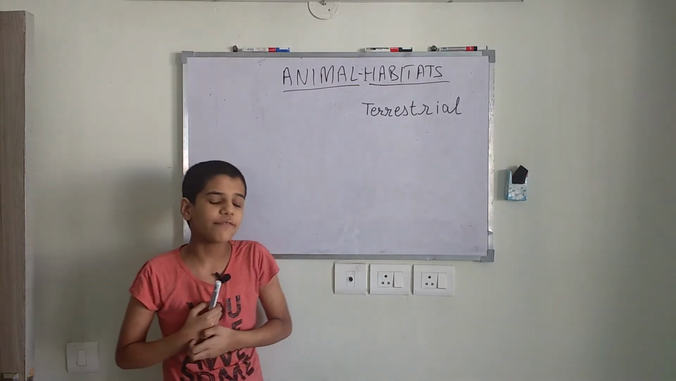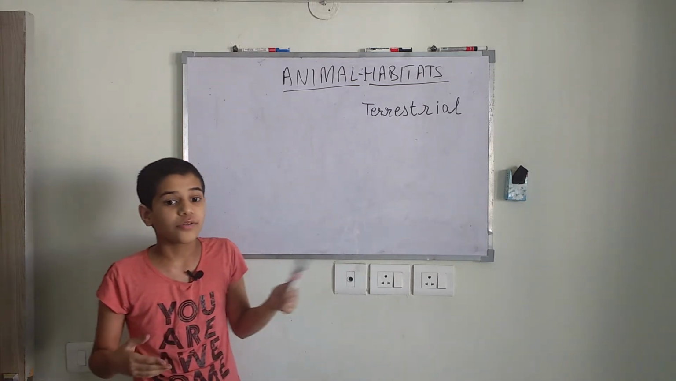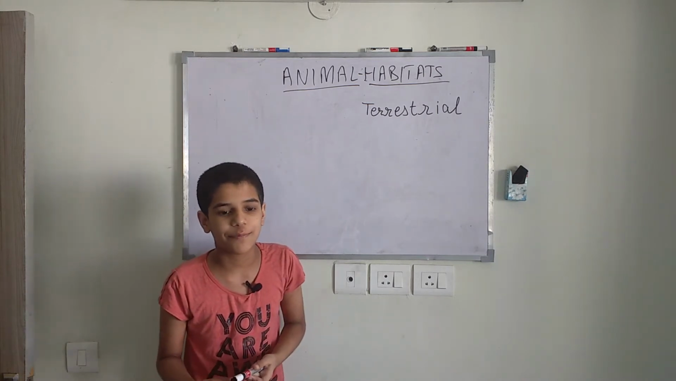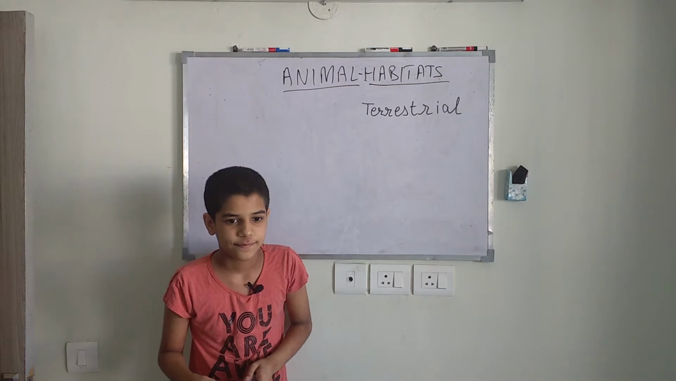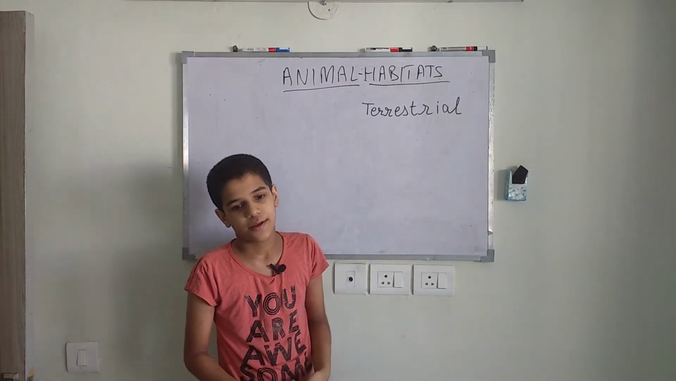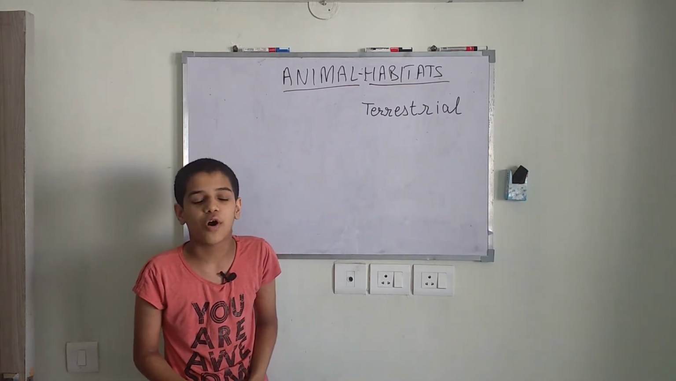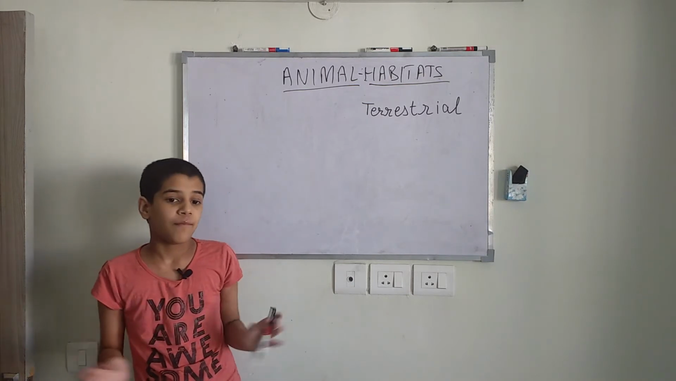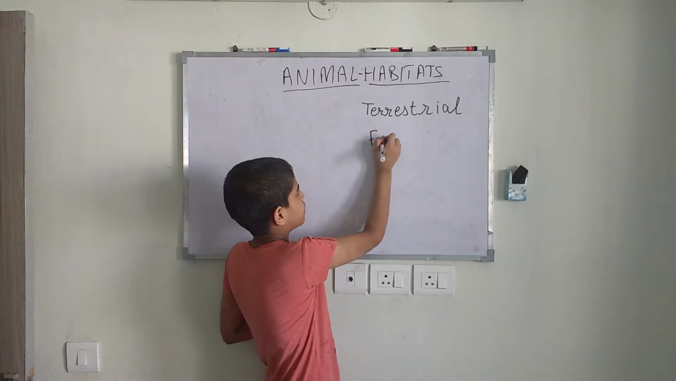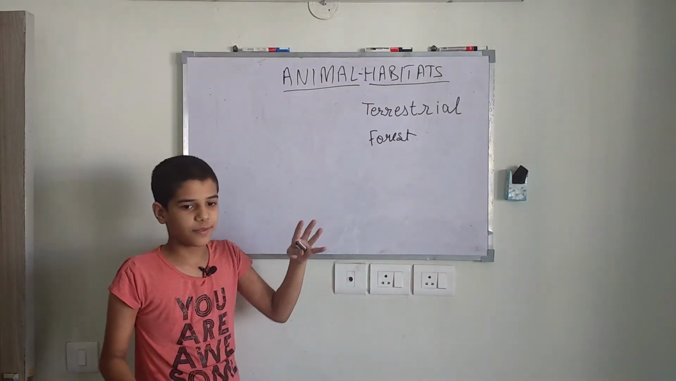Now, animals have different adaptations to live in the terrestrial category. There are many examples of the terrestrial category. I have told you. Can you tell me once again? Animals. No, not the animals. The habitats of terrestrial animals. Mountains, deserts, polar regions, forests, many others. Now forests.